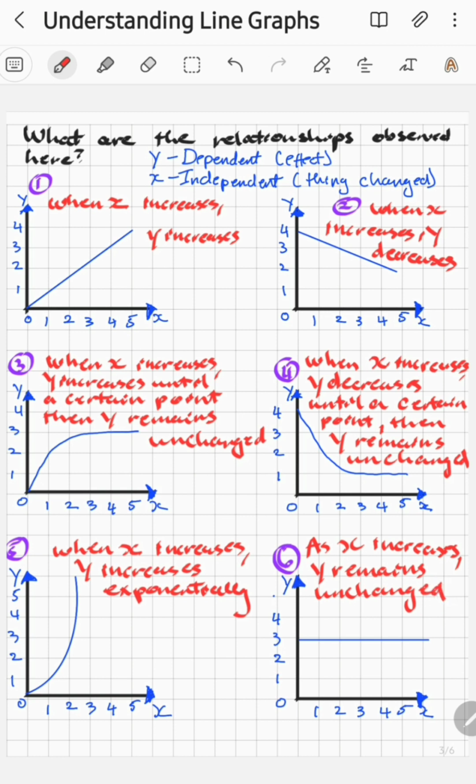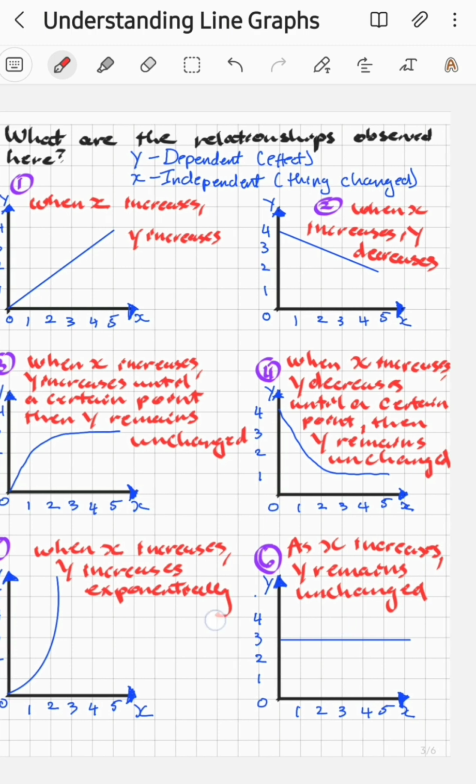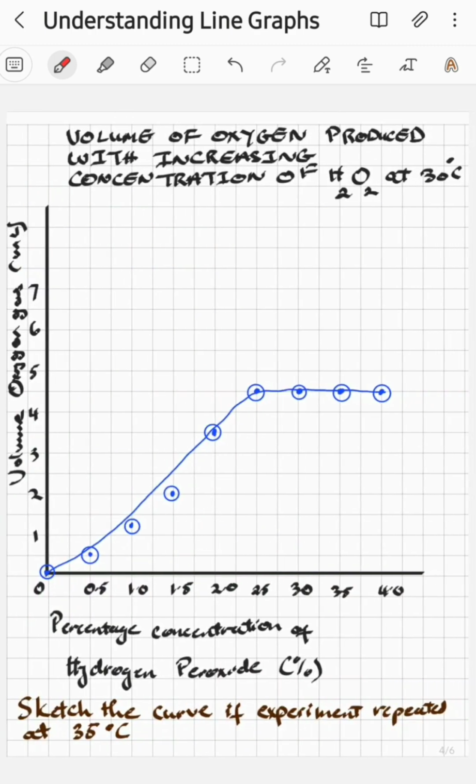Okay, so this is an overview of the different types of shapes that you would observe in your graphs and how we interpret them. When X increases, Y would either increase or decrease, or it would remain unchanged, etc. Okay? Now, let's look at this graph and see what's happening here.